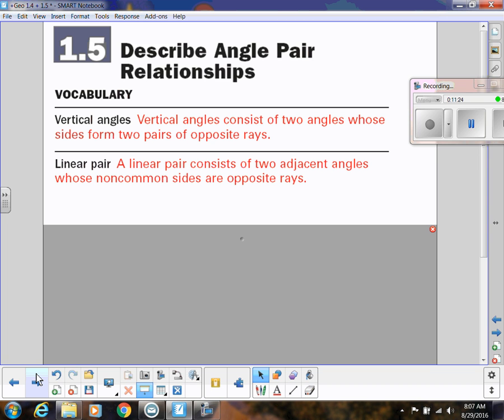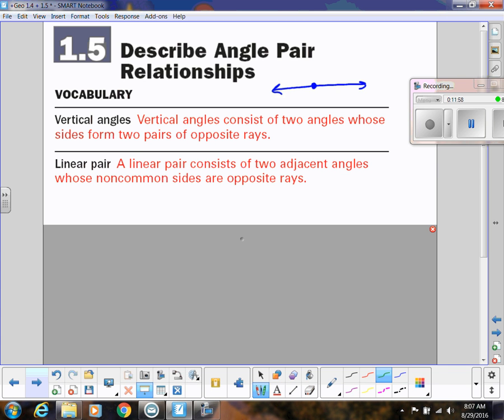Now let's talk about angle pair relationships, because a lot of times we will see angles as pairs, and there will be special kinds of diagrams that we need to pay attention to. So the first type are called vertical angles. And vertical angles consist of two angles whose sides form two pairs of opposite rays. So let's think about what opposite rays look like. We talked about that in the last video. Opposite rays look like that. So they have the common endpoint, but go in opposite directions.